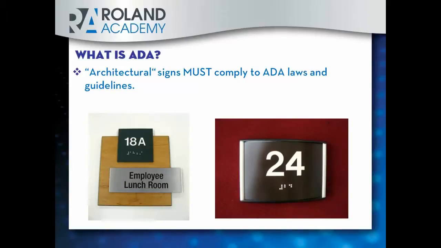Architectural signs. This is where the braille signs come into play. Now, with architectural signage, these must comply with ADA guidelines. So if a sign identifies a permanent room or space of a facility, which includes exits, directs or informs about functional spaces of the facility, or accessible features, it has to comply with the ADA laws and guidelines that are out there.